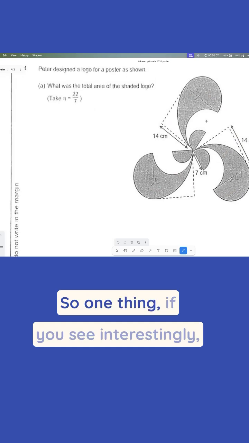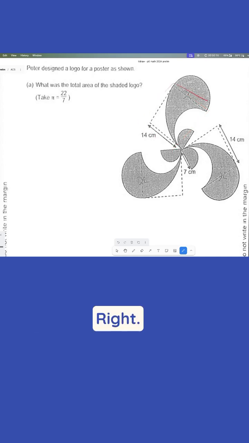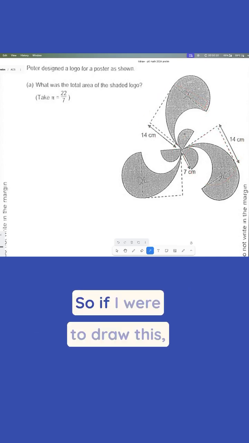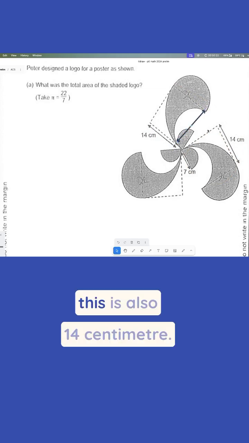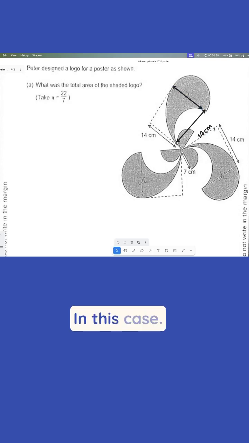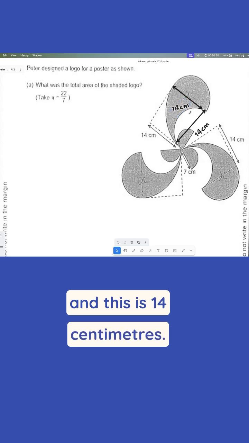One thing, if you see interestingly, is that this is the height of this square over here, right? And this is also the side. So this is a square essentially. So if I were to draw, this is also 14 centimeters. So that means this is also 14 centimeters, right? In this case, this is 14 centimeters and this is 14 centimeters.